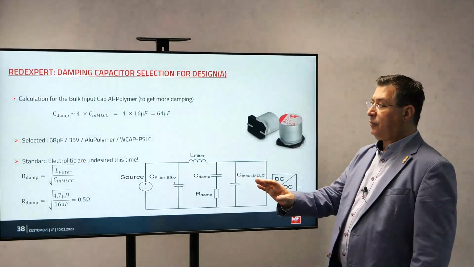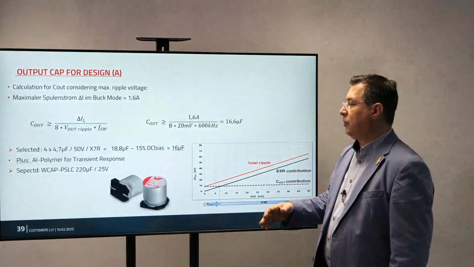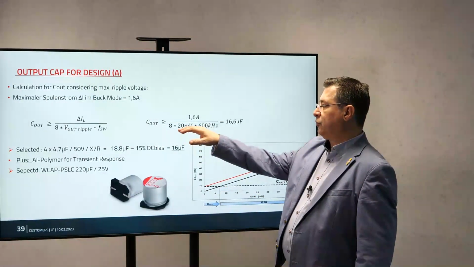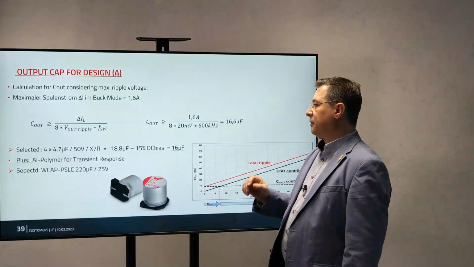That is for the input. And for the output, he says, okay, I will go with a maximum of 20 millivolt output ripple at 600 kilohertz.